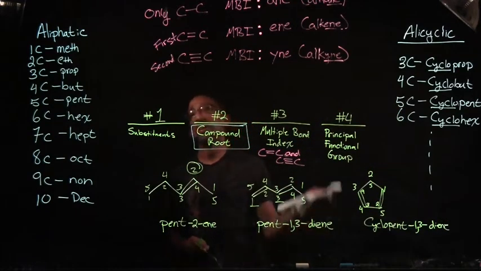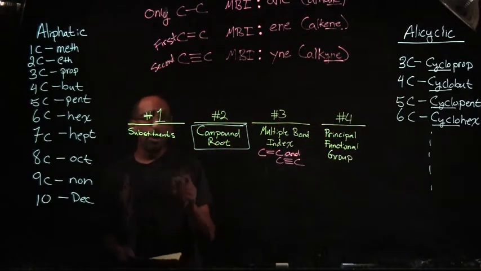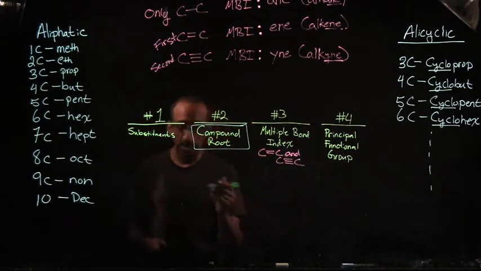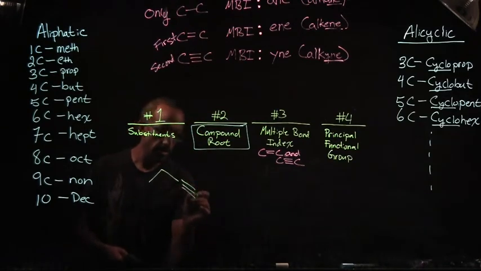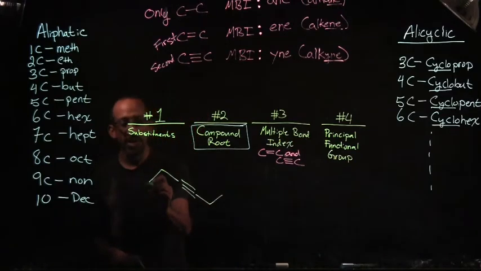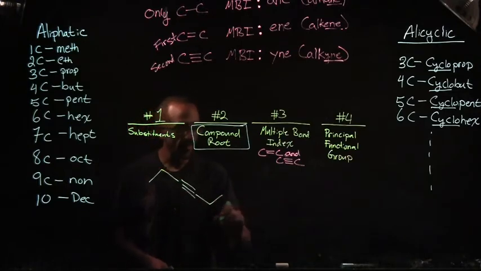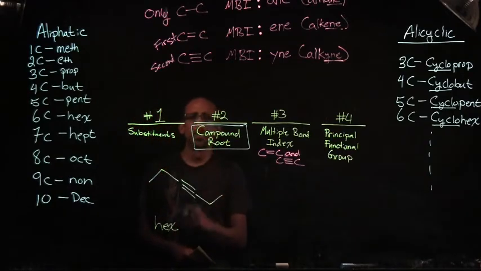We've looked at lots of double bond scenarios. Let's take a break and then look at some triple bond scenarios. So triple bonds work similar to double bonds. We'll just take a molecule here. All right, now if we take a look at this, we see we have 1, 2, 3, 4, 5, 6 carbons. Our compound root will be hex for 6 carbons.